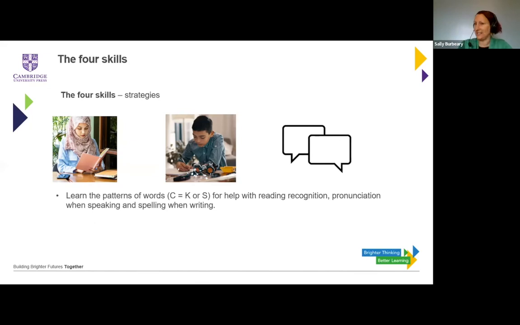So strategies, of course, there are too many to cover in the time that we have together. But one idea is to think about the letters and the different sounds letters have in words. So for example, when students are reading, do they know that the C can sound like K, but it also can sound like S, especially when it's followed by I, E, or Y, for example. And this also has an impact on pronunciation. So not just reading, but pronunciation and also spelling. So it has an implication for all of the four skill areas.